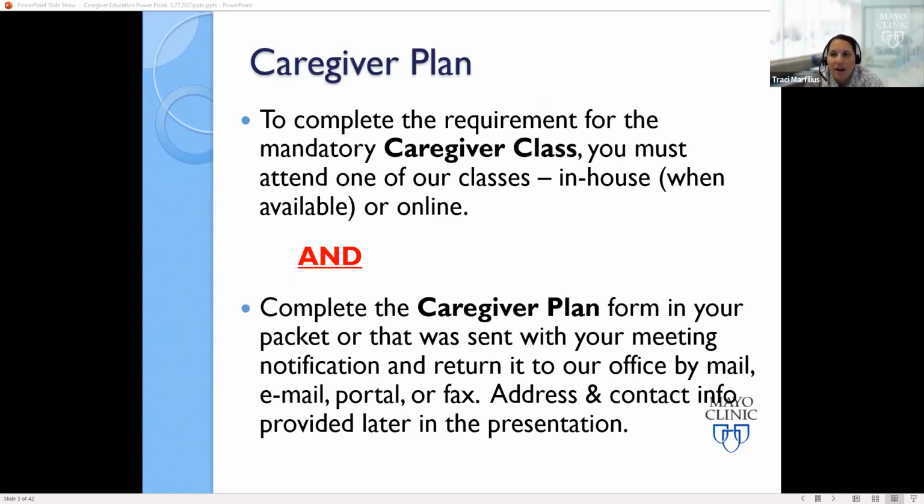Also of note, the caregiver plan. In order to get credit for attending this class, you will need to complete the caregiver plan form. It is very important to complete this to get credit for attending this class. We don't take any kind of attendance. I can't draw anyone's name to say you attended this class. You must complete the caregiver plan form to get credit. I do go through at the very end of this class what the form looks like, how to complete it, and where to send it.